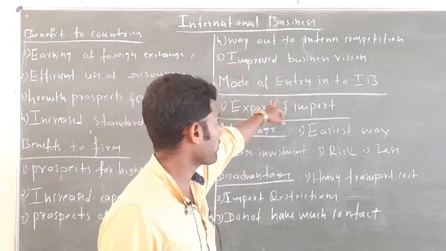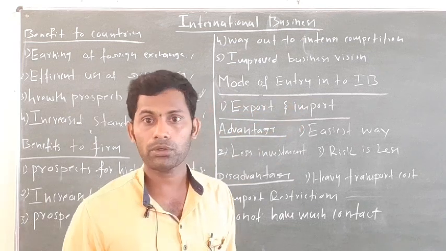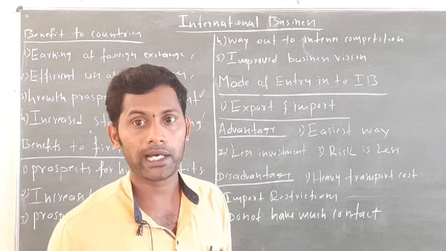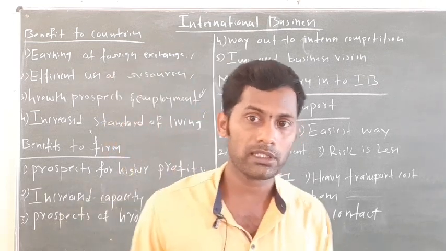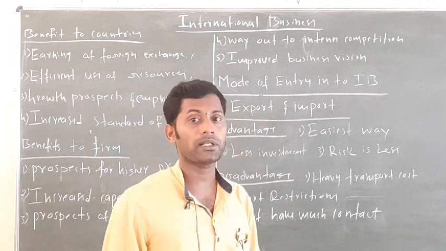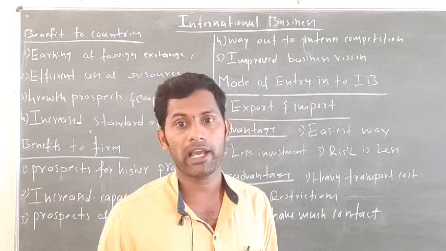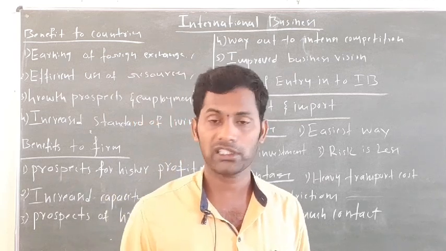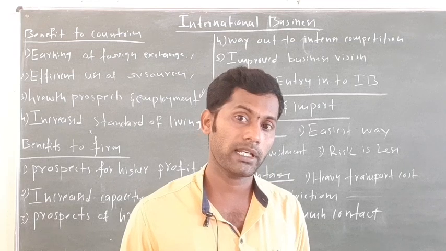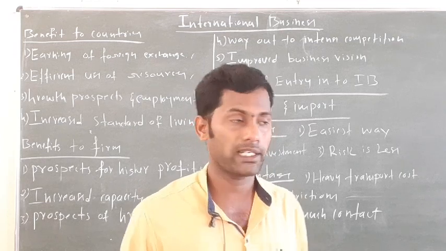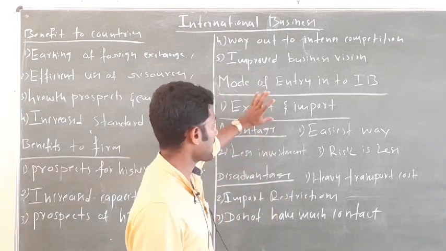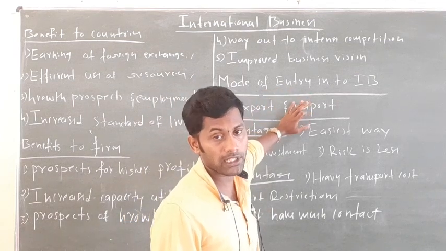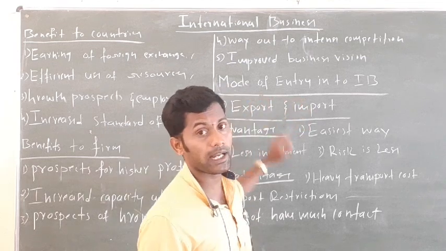Then the mode of entry into international business. How to enter international business? As I said, we have 5 to 6 ways to enter into international business. The first one, export and import. Then we have contract manufacturing, franchising and licensing, then joint venture, then we have the subsidiary, wholly or fully owned subsidiaries. Here we have the first way, export and import. It is the cheapest way, the best way to enter into international business, that is export and import.